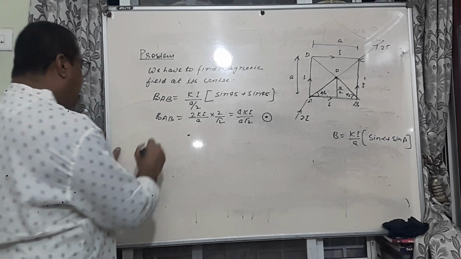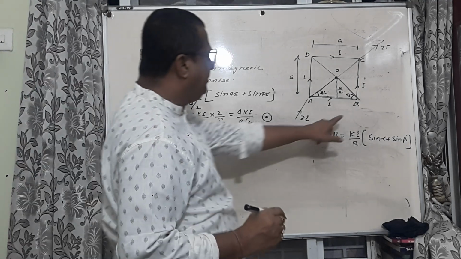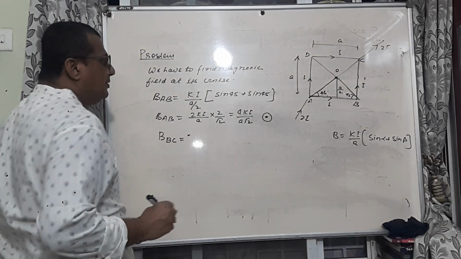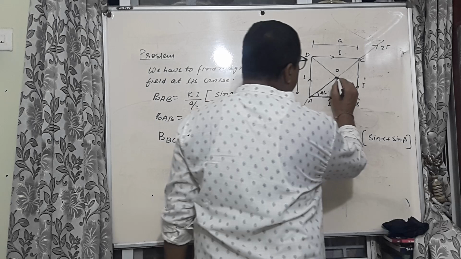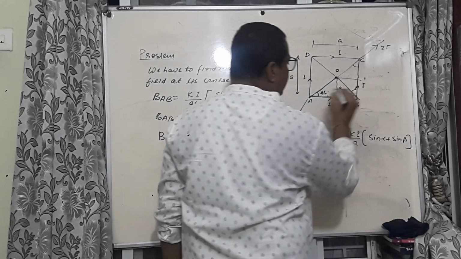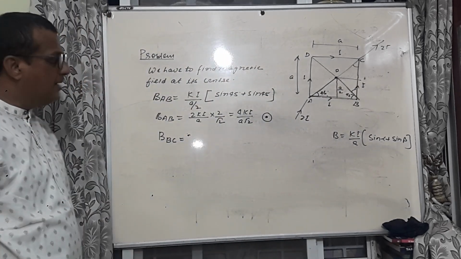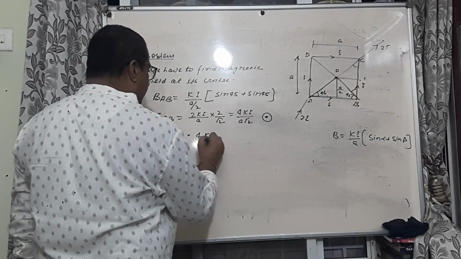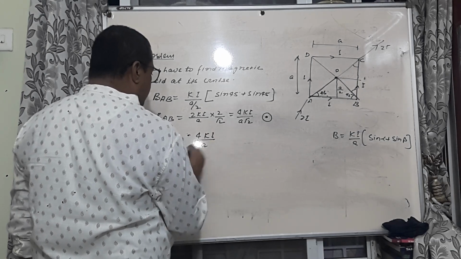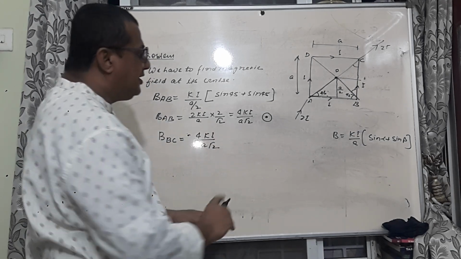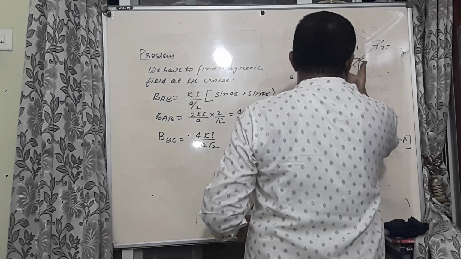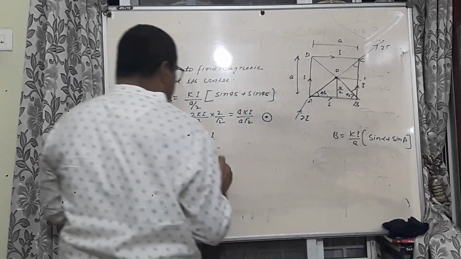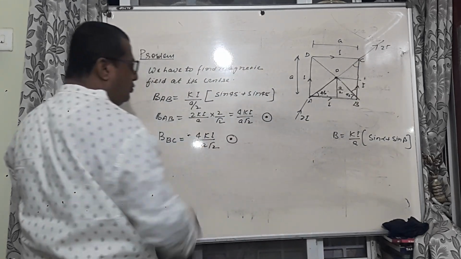Now the magnetic field due to BC. Its magnitude will be the same because this will also be A by 2, and this angle and this angle are also 45. So the magnitude will be the same, equal to 4 Ki by A root 2. But its direction is also outward, because this is the direction of current and the curled fingers are coming outside, so this will also be outward.